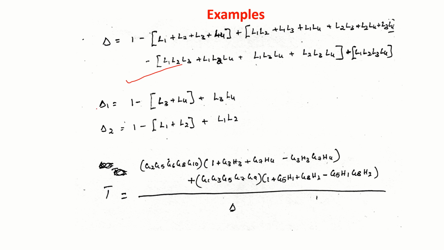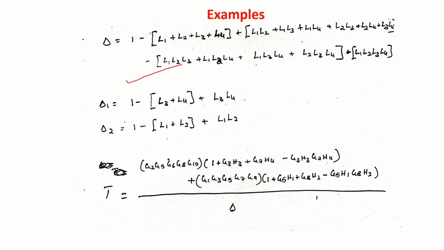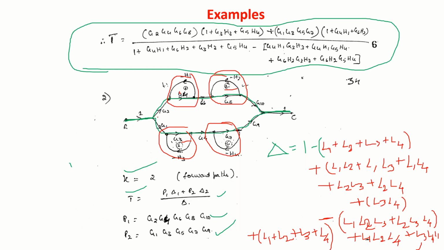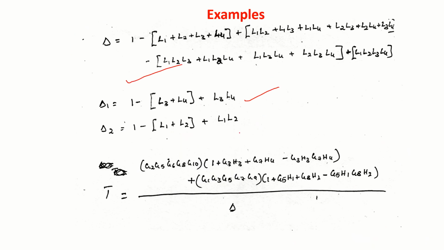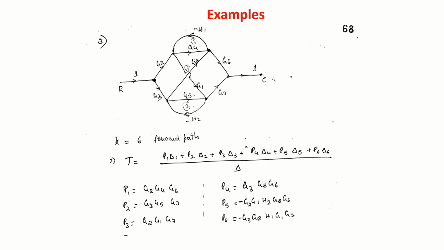Delta 1: for this forward path, these two loops are not touching, these two are non-touching also. Okay, same for the second forward path: these two loops are not touching and they are non-touching also. So you will get this. Substitute all these things, you will get a transfer function. Got it? Right.